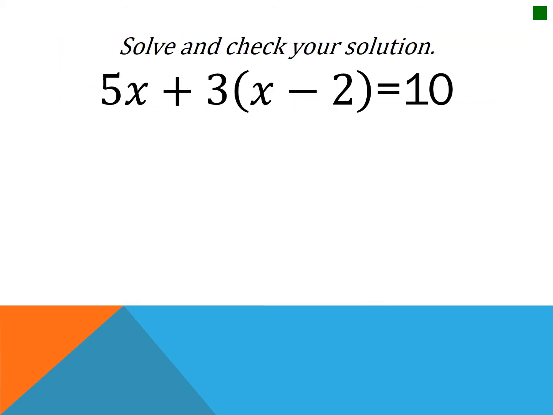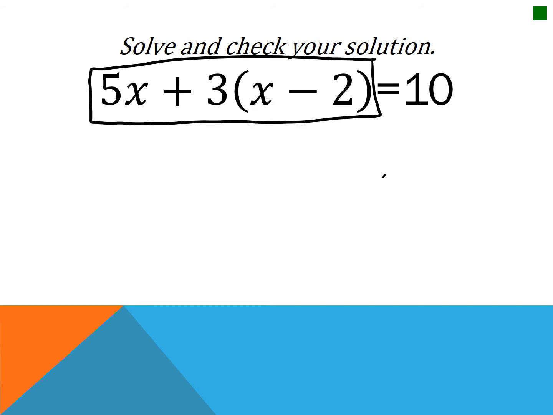All right, so we're going to solve and check. First of all, I'm going to draw a box around this left side of the equation because that's where my x is. I am looking at the distributive property, so I'm going to take care of that first. I'm going to leave the 5x plus, and do my little rainbows. 3 times x is 3x. 3 times negative 2 is minus 6, equals 10.